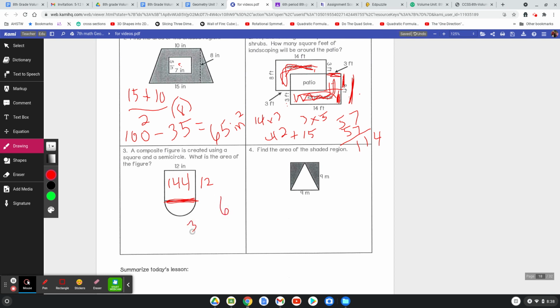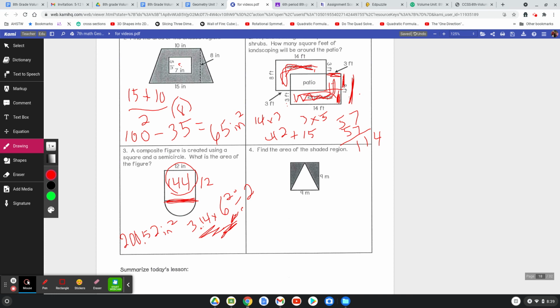So we need to do 3.14 times 6 squared for pi r squared. And I don't have a calculator handy, but 36 times 3.14. Then we're going to divide it by 2 because it's a half circle. And then we're going to add it to 144. And you should come up with 200.52 inches squared.